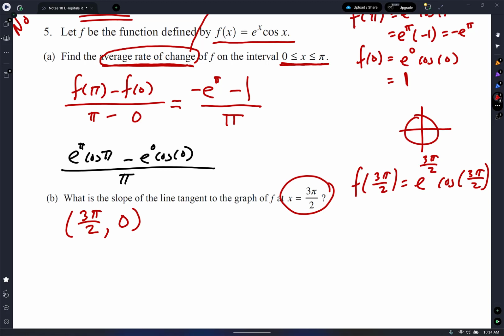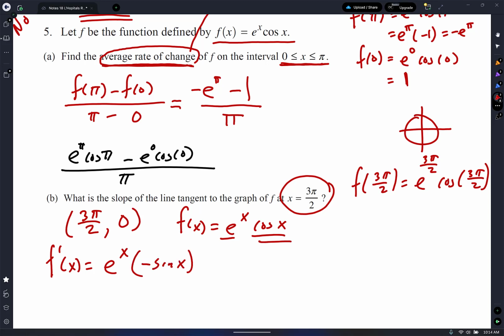What rule do I use for the derivative? I'm going to rewrite it again. e to the x, cosine x. What rule do I use for the derivative, guys? Product rule. I'm going to underline and not double underline. So f prime of x equals first derivative of the second. What's the derivative of cosine x?